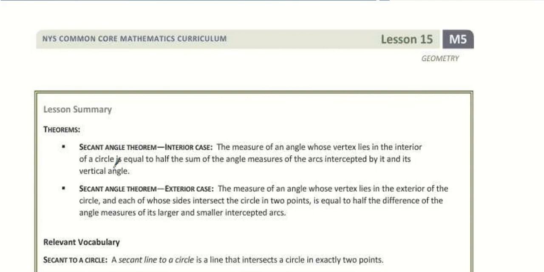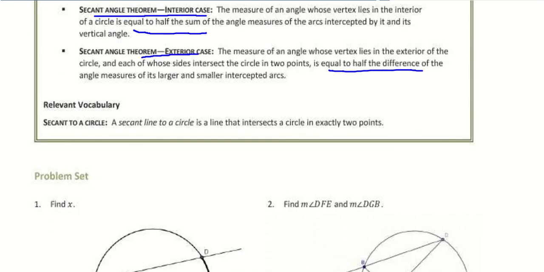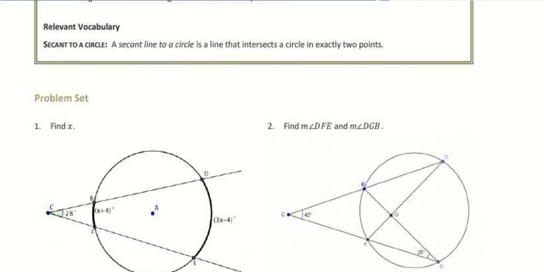So there's your theorems. Okay. The secant angle, the interior case, so if the angle's inside the circle, right? It's equal to half the sum. It's equal to the average. And if it's outside the circle, it's equal to half the difference. So outside is different. Different means subtract. Okay. Remember, secant line intersects the circle in exactly 2 points.